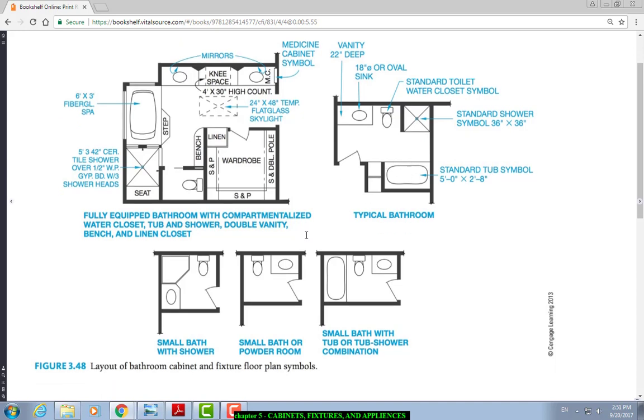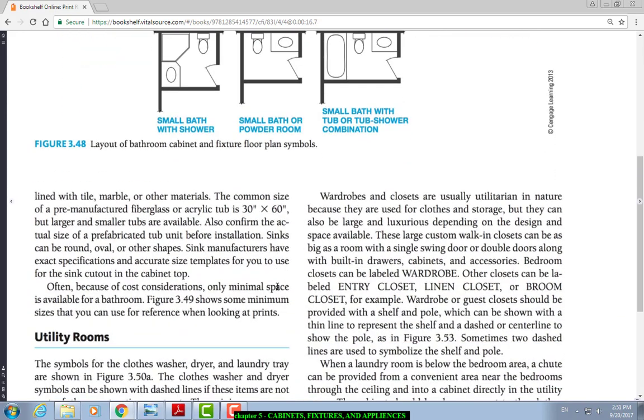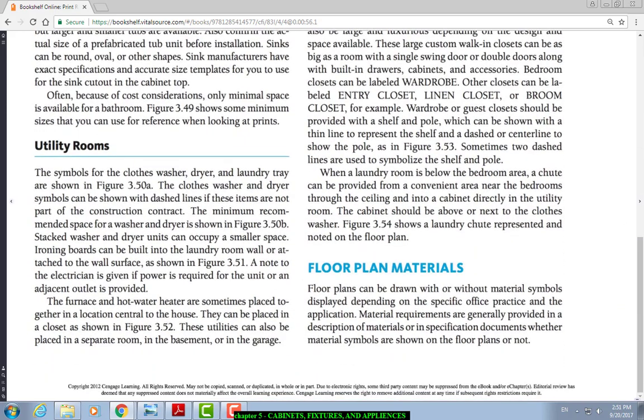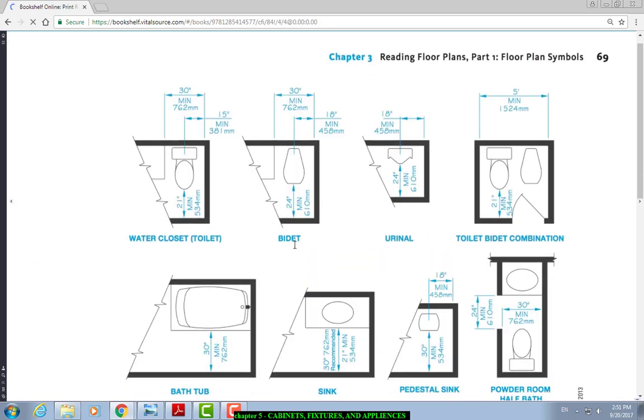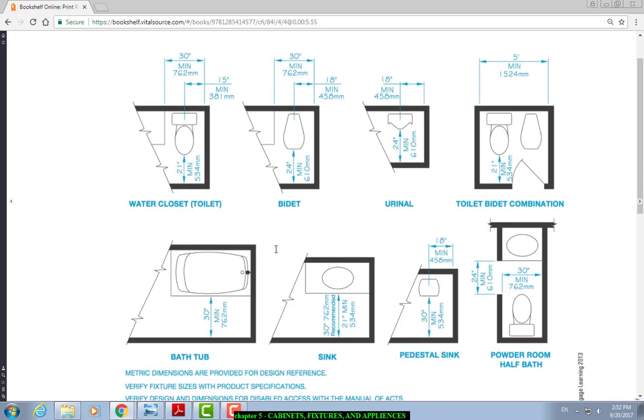So you need to draw it as such. What I wanted to show you, utility rooms, let's see. There was this one here. This is good to have when you start designing. Again, you know what it is. Water closet or the toilet. You know where they are. This is very good information to have.